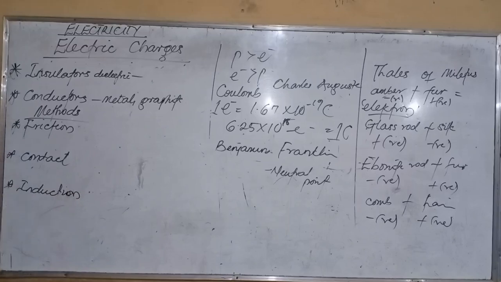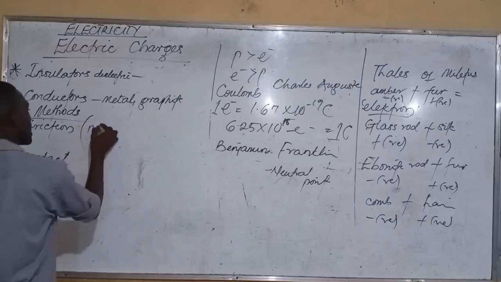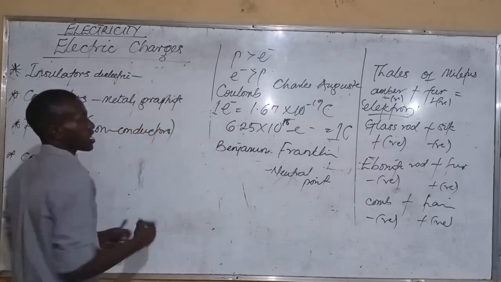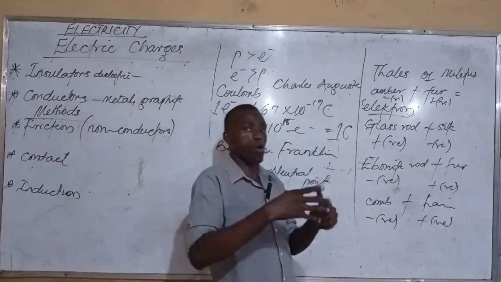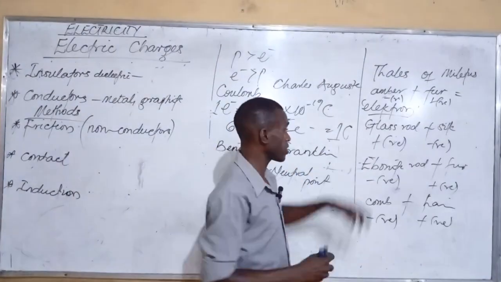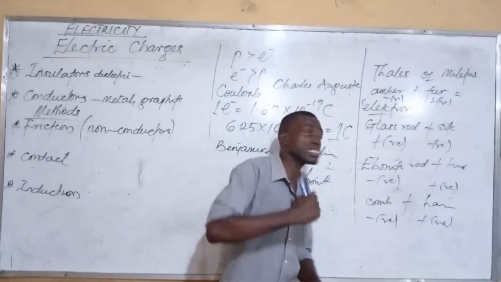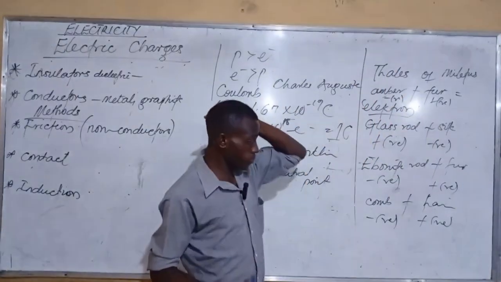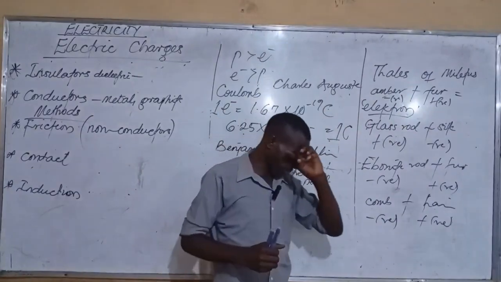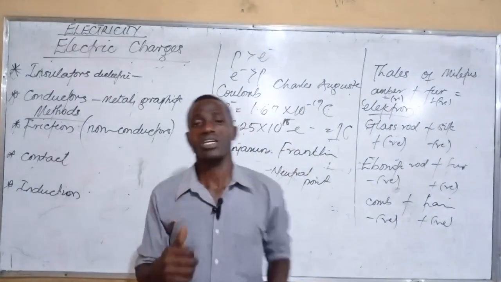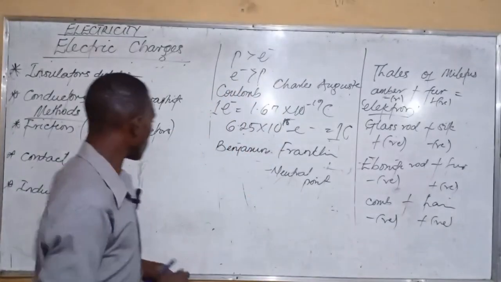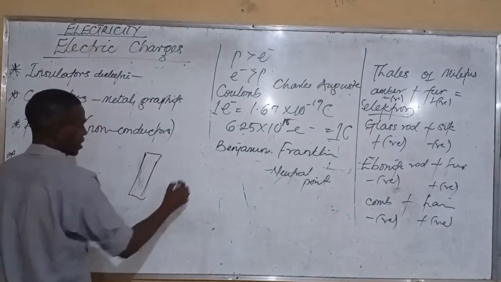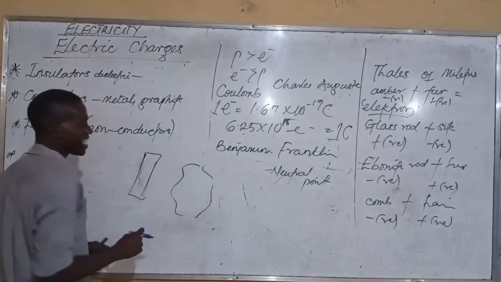Friction is the way by which you charge non-conductors or insulators. What you see here is that everything we always do is just to rub, and that's friction. Glass rod, you rub with silk; ebonite rod, you rub; comb, you rub on your hair; plastic and all that, you rub on your hair. So that is friction. So what happens is this. Let's say this is a piece of material that you're rubbing, and this is the cloth that you're rubbing.